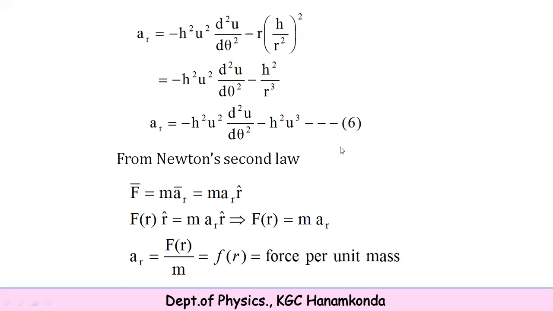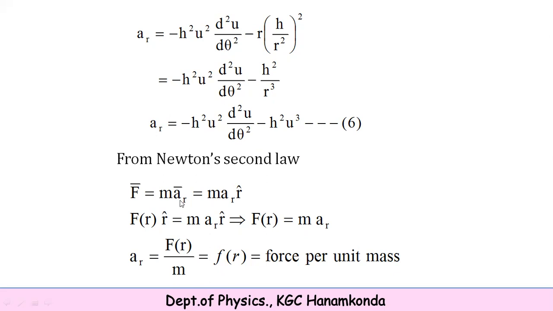Say this as equation 6. But from Newton's second law, we know that the force is given by mass into acceleration. Here the particle is moving under the influence of central force, so the force is always directed towards a fixed point or away from a fixed point. That means the force is always along the radial vector, the radius vector. Therefore, here the particle possesses only radial acceleration. Therefore, the force is mass into radial acceleration.